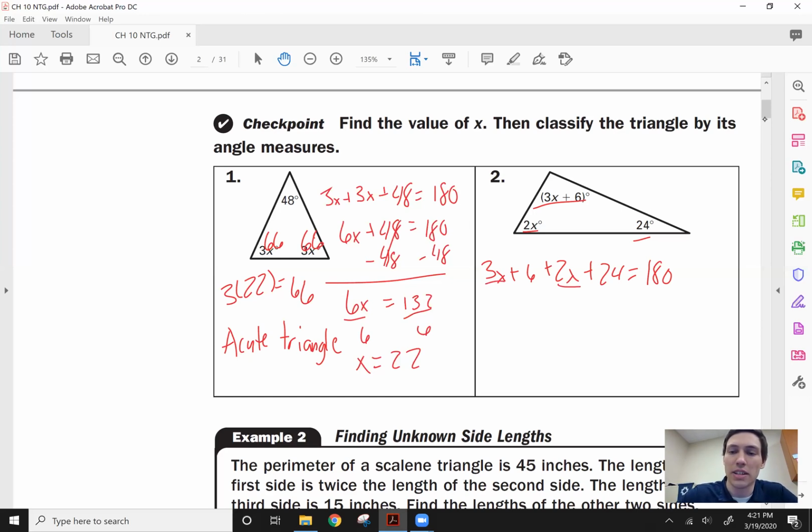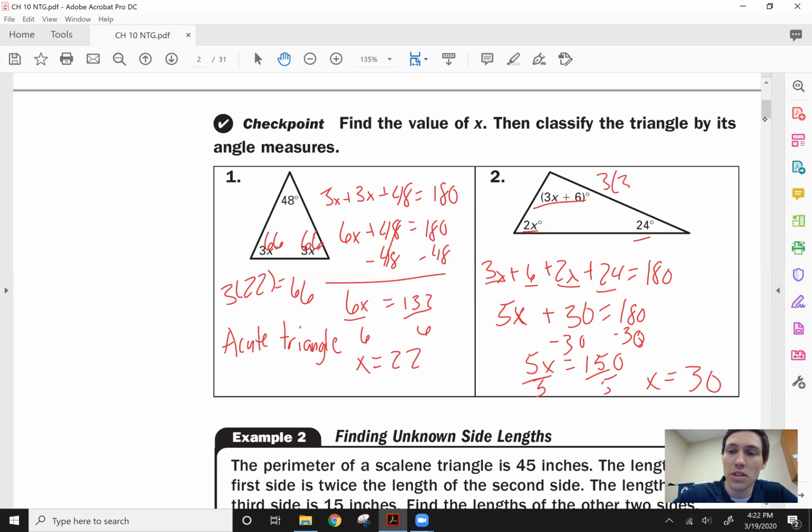So here, combine like terms, so I get 3x plus 2x is 5x plus 6 plus 24 gets me 30 equals 180. Since x is being multiplied by 5 and added by 30, remember I have to do reverse order of operations. So first I have to subtract 30. So I get 5x equals 150. Now lastly, x is being multiplied by 5. Opposite of multiplying by 5 is dividing by 5. Divide both sides by 5. So x equals 30.